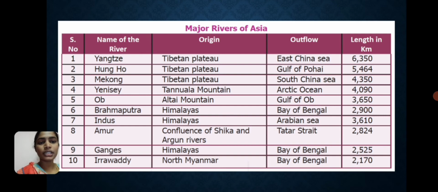It originates in the Altai Mountains and outflows into the Gulf of Ob. And the length is 3,650. And the sixth is the Brahmaputra. It originates in the Himalayas and outflows into the Bay of Bengal. And the length is 2,900.